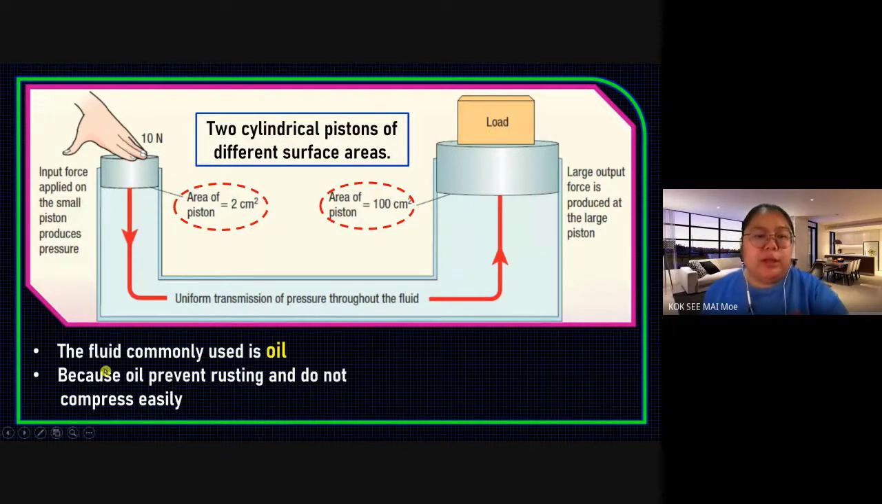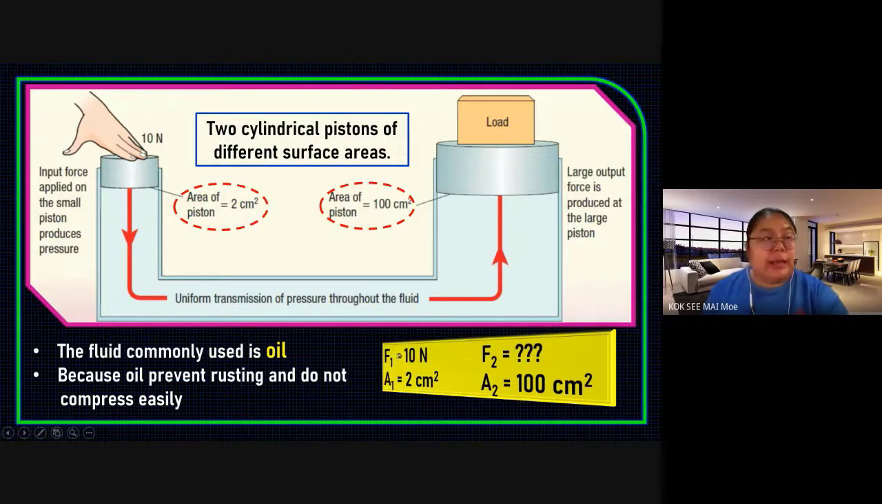So from here, the fluid we commonly use is oil. Why use oil? Because oil prevents rusting. Rusting, in Malay we call it perkarat. We want to prevent rusting in the system. Also, oil does not compress easily. If you use water, water compresses easily, but oil is a bit harder. So there is not easily a bubble inside if you use oil. If there is a bubble, the whole system becomes not efficient because you need to overcome the bubble. So the whole system must have no bubble.